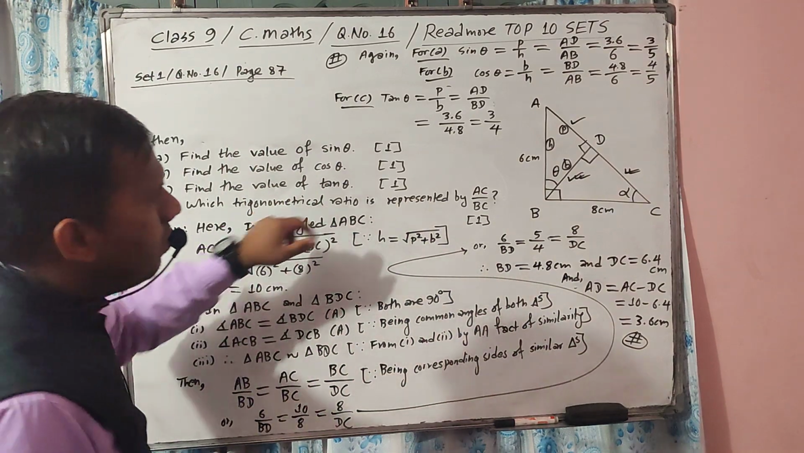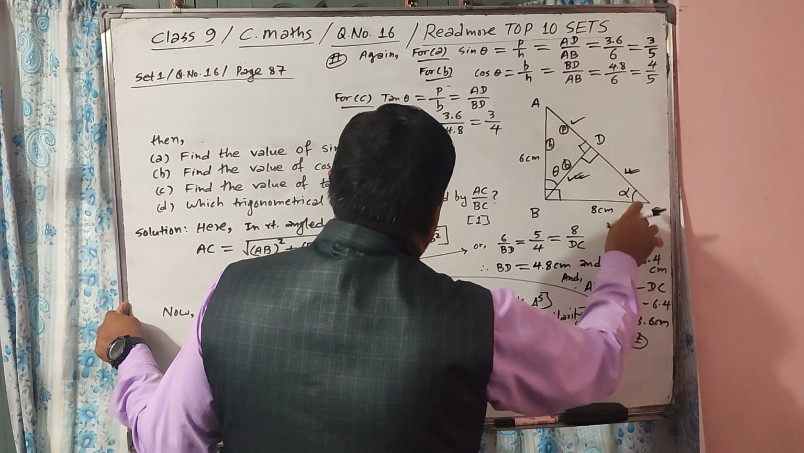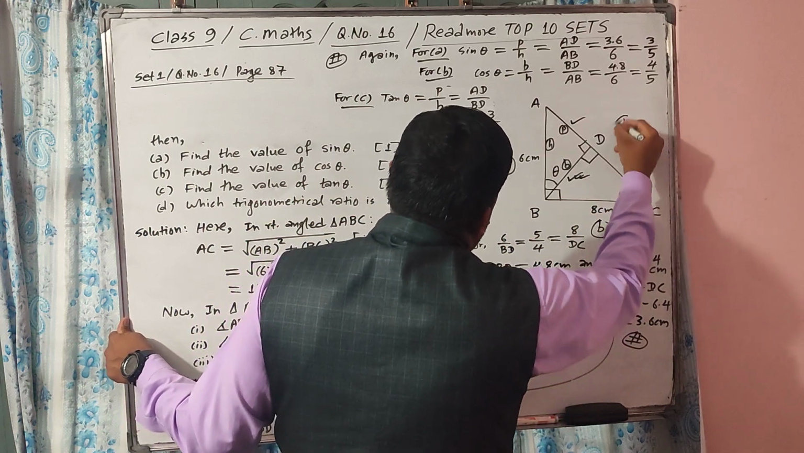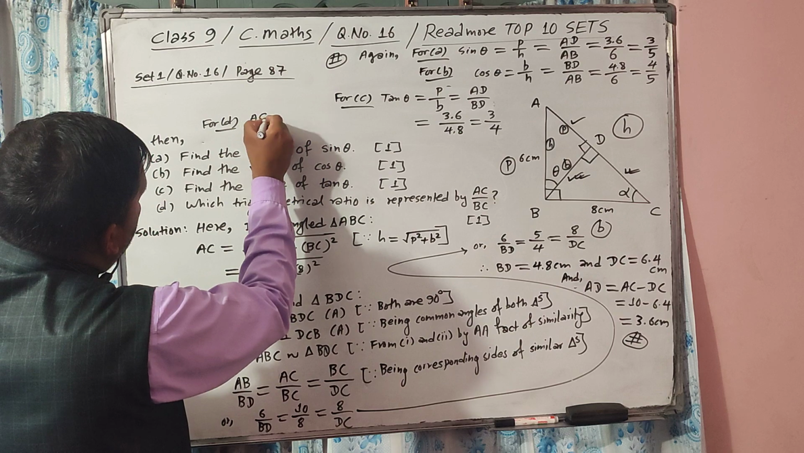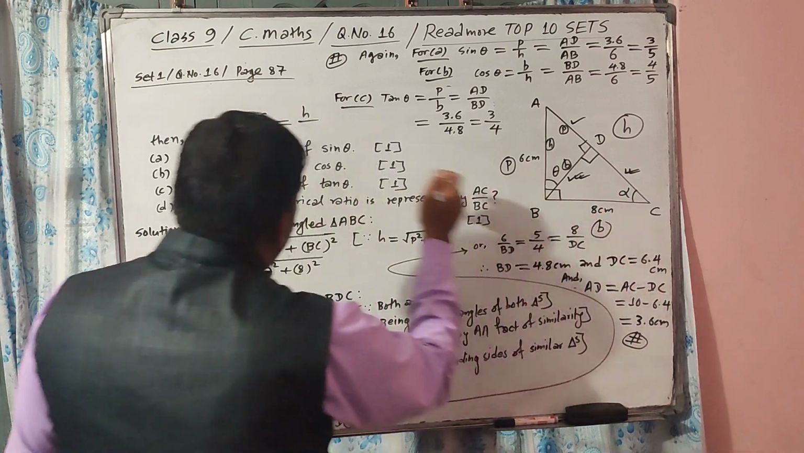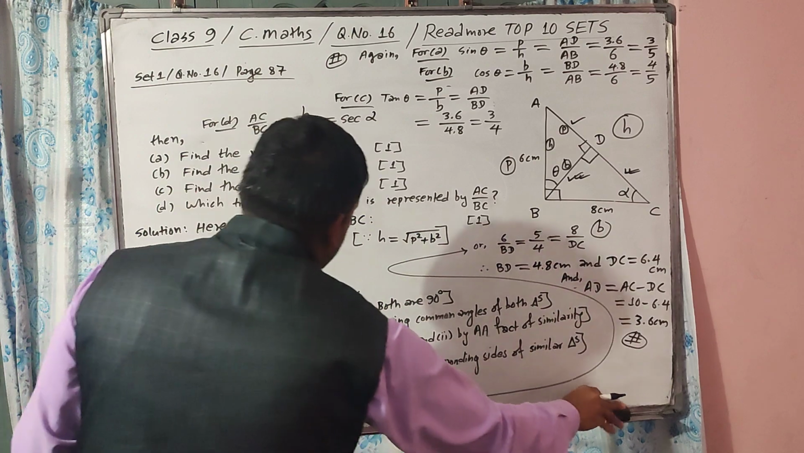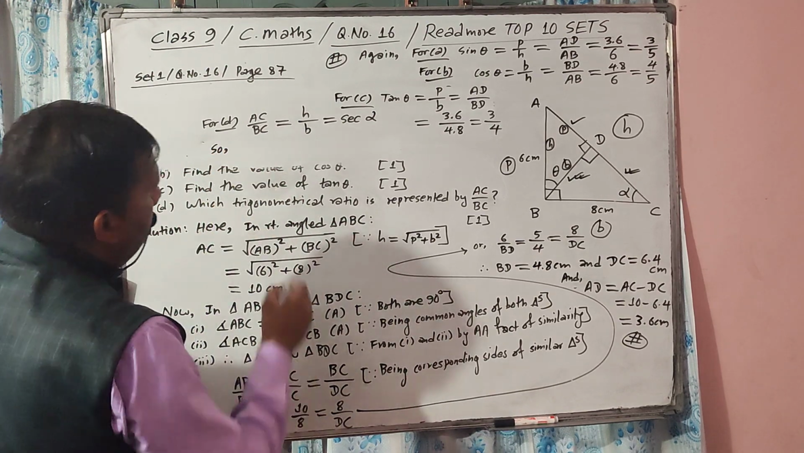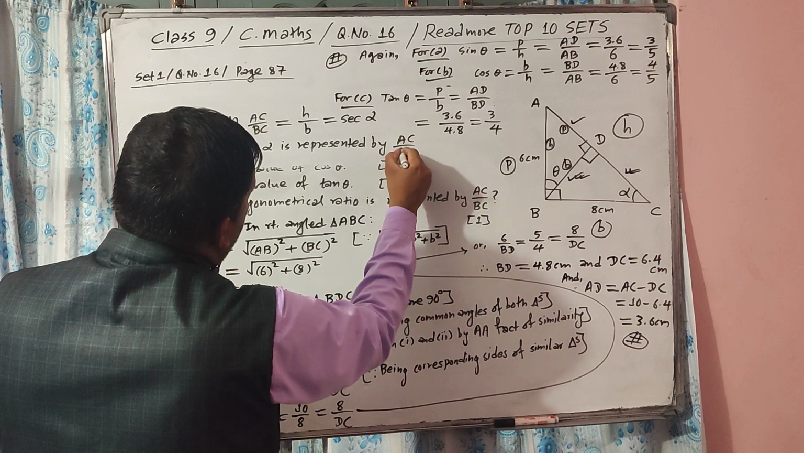And for D, which trigonometric ratio is represented by AC by BC. AC is this, BC is this. This is in the reference of alpha. In the definition of alpha, this is perpendicular, this is base, this is hypotenuse. For D, AC by BC equals, AC is hypotenuse and BC is base. H by B, that is sec, reference angle is alpha. So we can write sec alpha is represented by AC by BC.